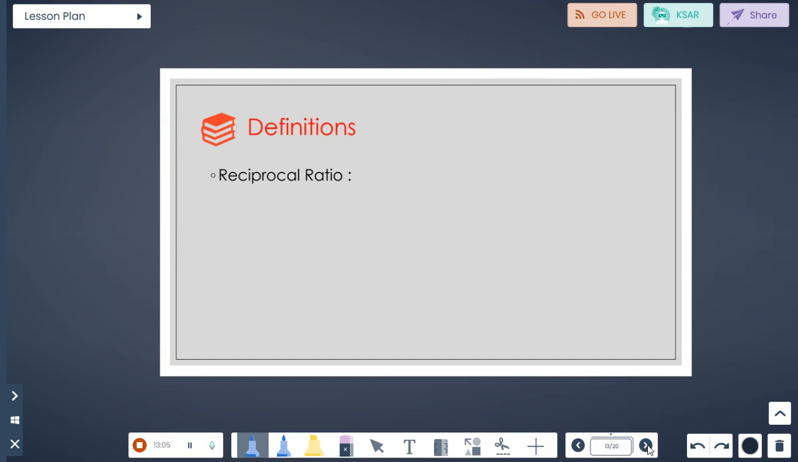Reciprocal ratio. When we have to find the reciprocal ratio of any ratio A is to B, we simply write the ratio in the form 1 upon A is to 1 upon B, that is, 1 upon A divided by 1 upon B. This is known as the reciprocal ratio of A is to B.